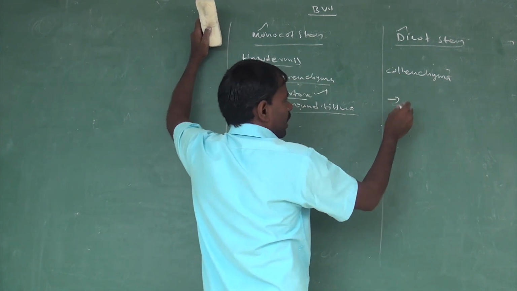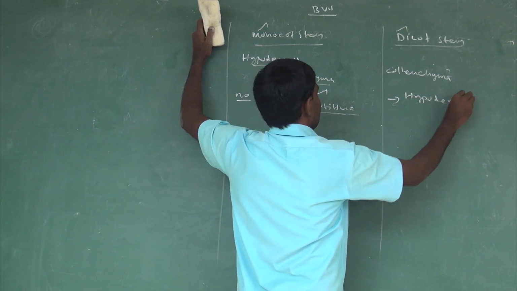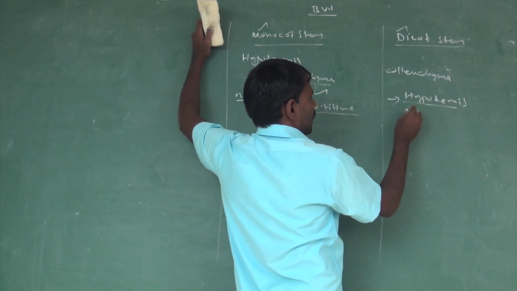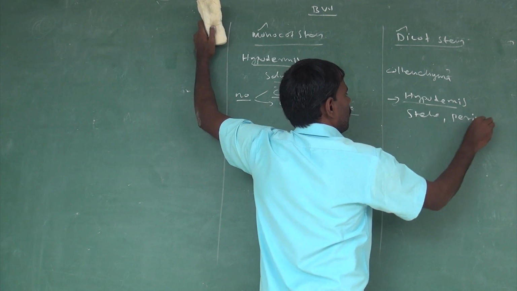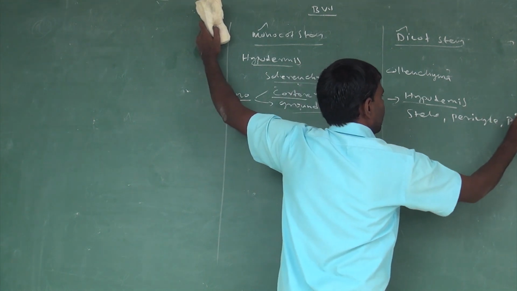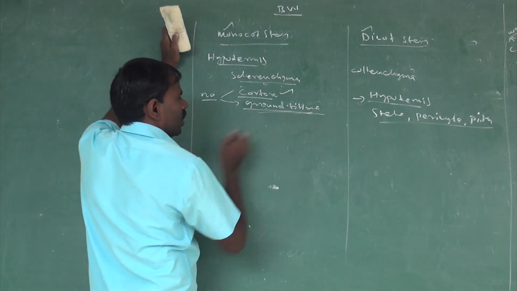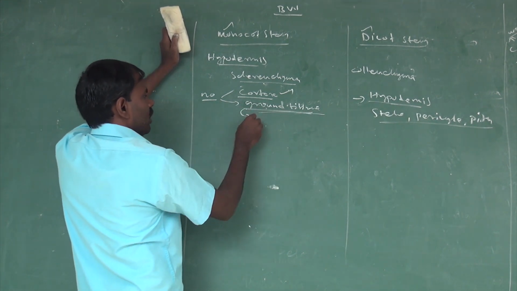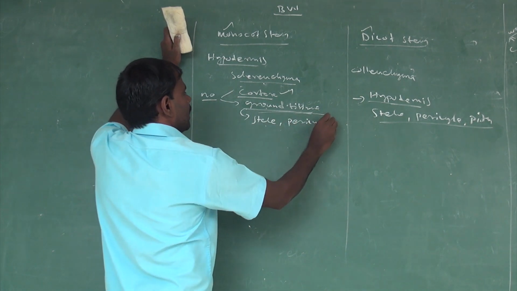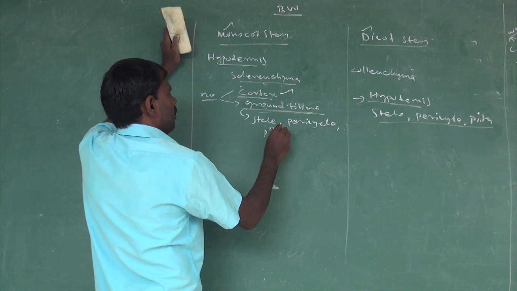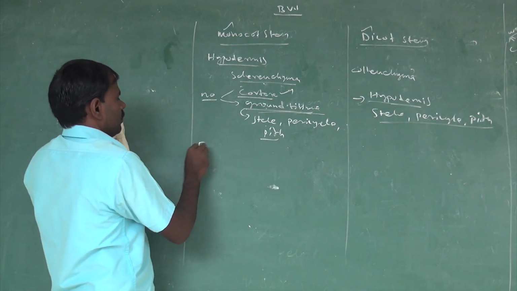In the dicot stem there are distinguished forms: cortex, hypodermis, stele, pericycle, and pith. In the monocot stem there is no distinguished form of cortical regions; it is found only as ground tissue. There is no distinguished form of stele, pericycle, and pith.